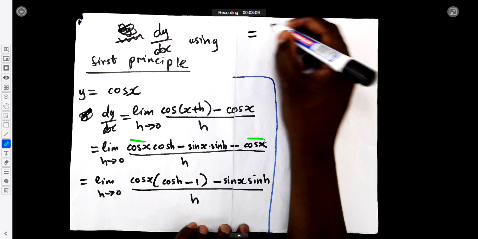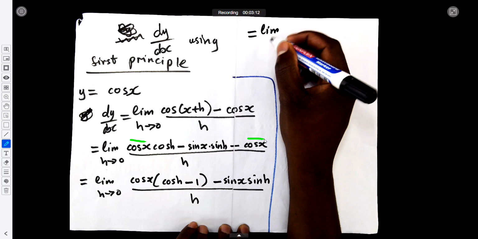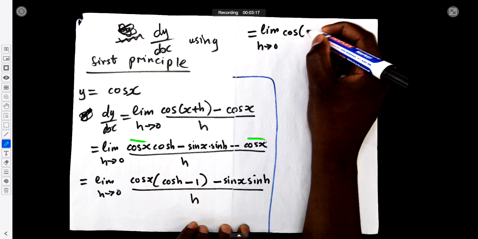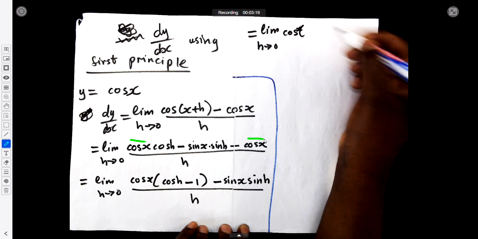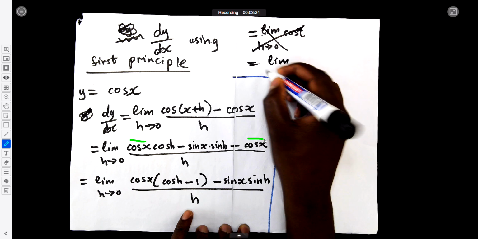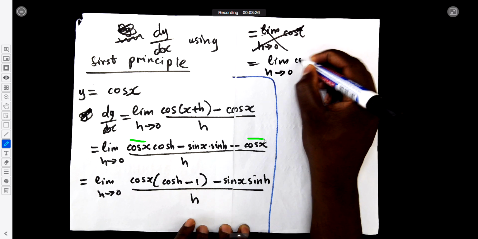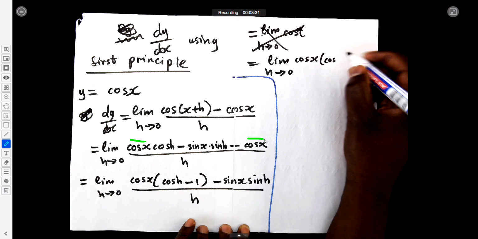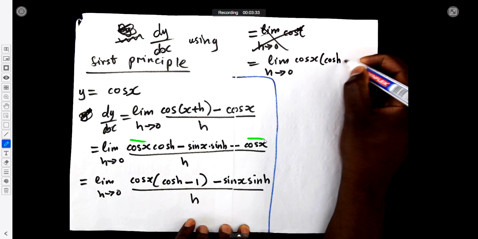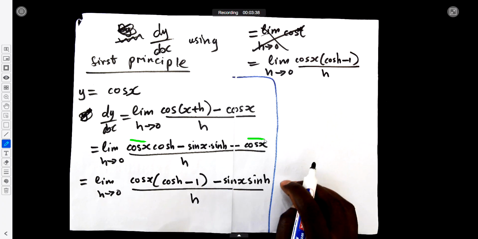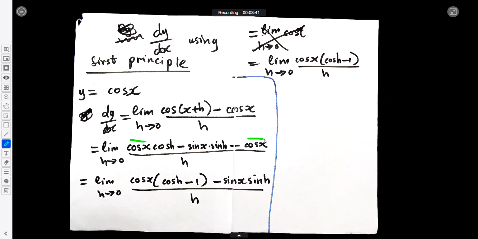So the answer will be equal to, as we split them, limit h approaches 0, we have cos x in bracket, cos h minus 1, bracket all divided by h. The second term will have the same thing. So let me add the second page.